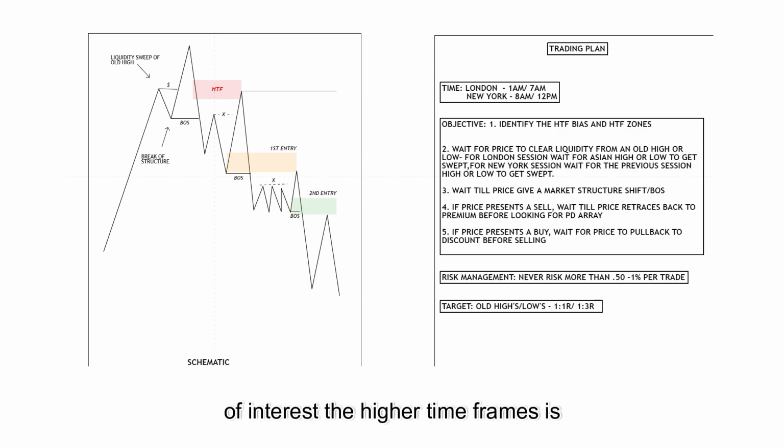The higher time frames are usually the daily, 4 hour, and 1 hour. This is our higher time frame. You can use the weekly also, but that is more for swing trading. This is a day trading plan, so always take from the daily, 4 hour, and the 1 hour.